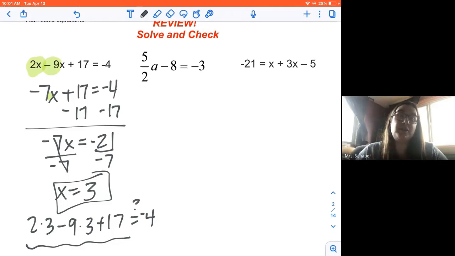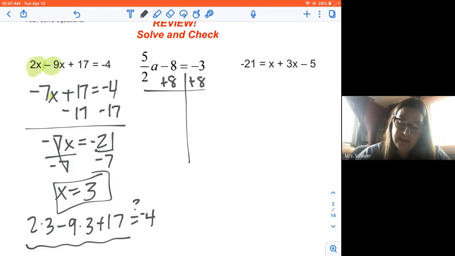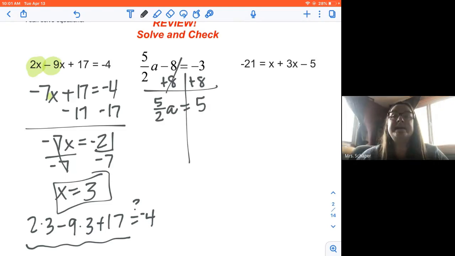I brought it in because the coefficient is a fraction, and I think it's good to do some review with that. So I'm going to begin by adding 8 to both sides. So 5 halves a is equal to 5. And then when you have a fraction as a coefficient, the number before the variable, it's important to look at how you want to solve it.